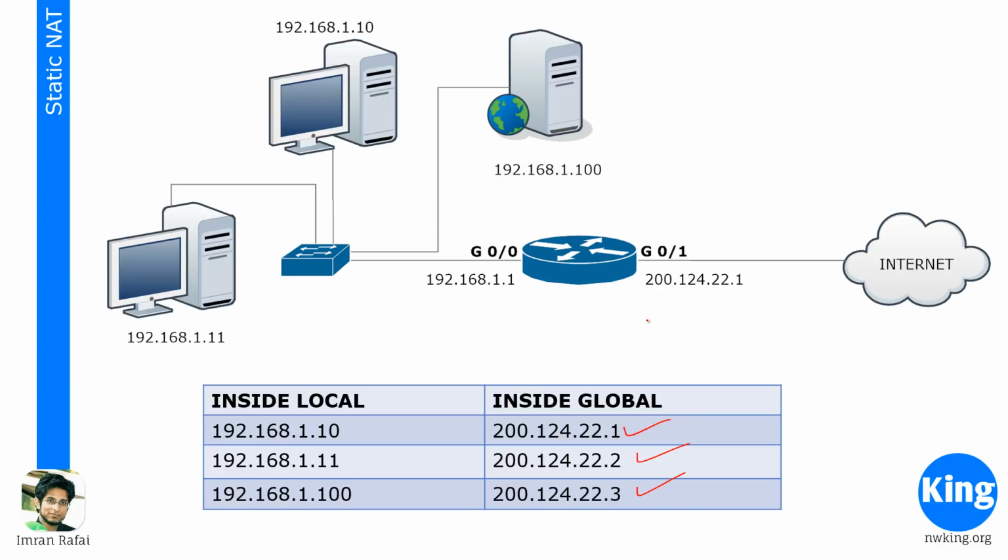So you might say, okay Imran, you said NAT is going to save the internet, but in this case it's not going to save the internet, because if I have 100 devices in my network, we need to have 100 public IP addresses. You're right, absolutely right. But this is what static NAT is. You need to have 100 devices.